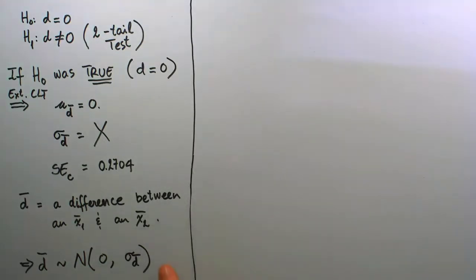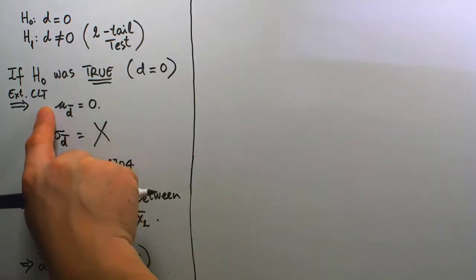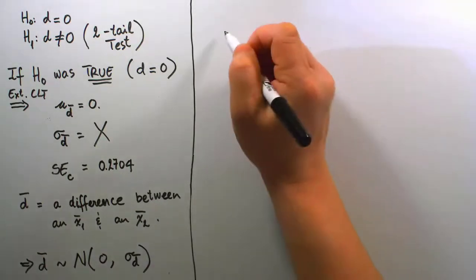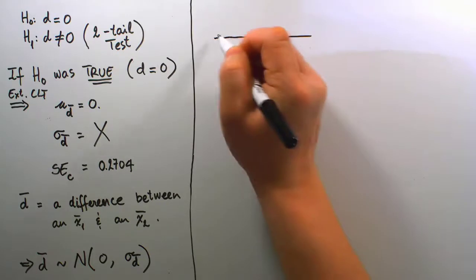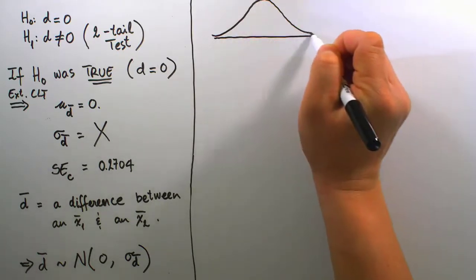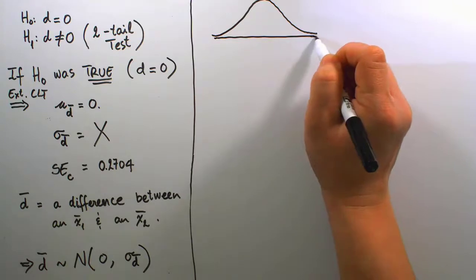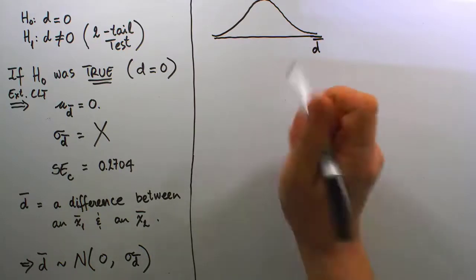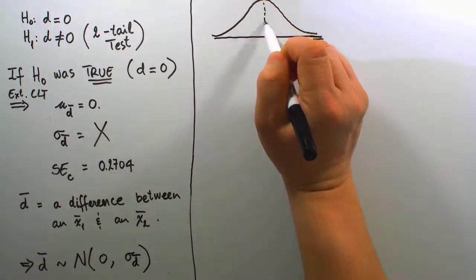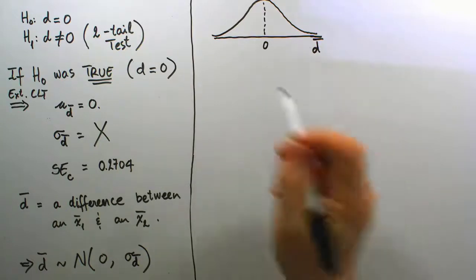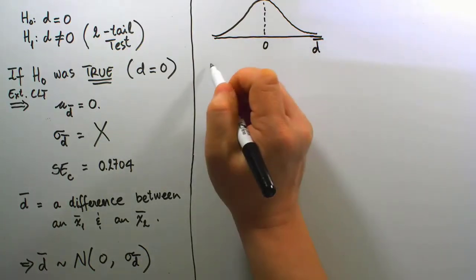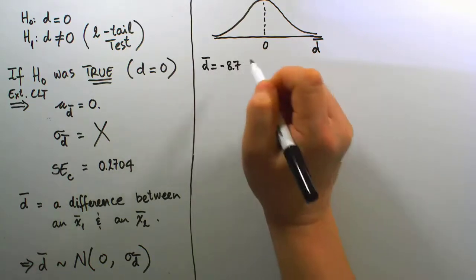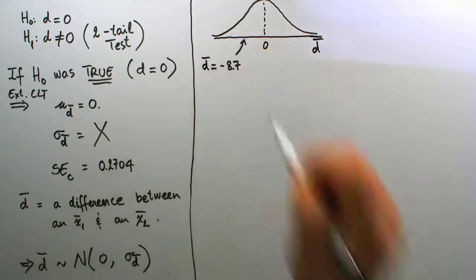So once we know that consequence from the extended central limit theorem, we can now draw for ourselves a bell curve that represents all values of the sampling difference between an x bar 1 and an x bar 2. This bell curve will have center at 0. And our particular d bar that we've had is negative 8.7, which stands somewhere to the left-hand side of the bell curve center.